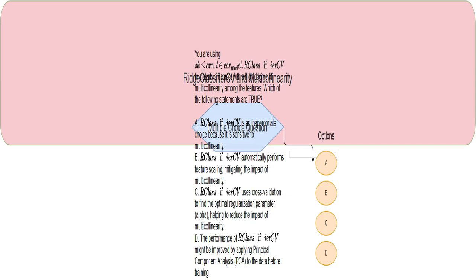This section introduces the core topic: how RidgeClassifierCV, a type of linear model from the scikit-learn library in Python, handles multicollinearity, a situation where your features are too highly correlated. I'll explain whether RidgeClassifierCV is a good choice for such data and what strategies might improve its performance.